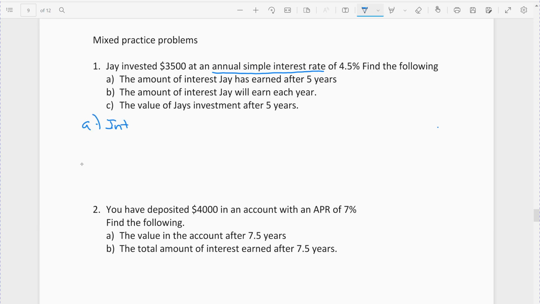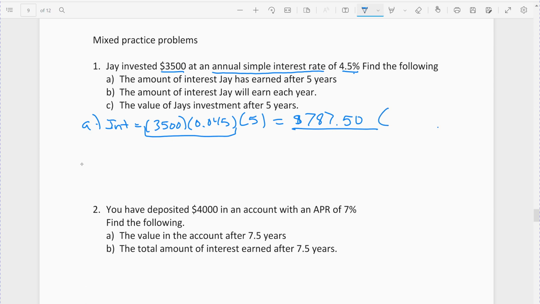You want the interest, which is your principal, $3,500, times your simple interest as a decimal. So you write the 4.5% as 0.045, times 5 years. The 3,500 times 0.045 is the amount of interest you earn every year, and 5 is how many years you've invested. So the number that comes out of this is how much interest you earn over the total 5 years, which comes out to be $787.50 total interest.